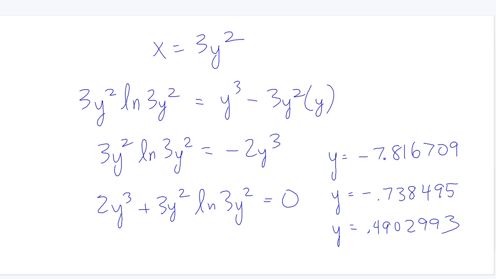So now we've got these 3 different y values here, and we then need to plug each of them back into our original equation to see if they actually yield us an x value in our original equation. So this is going to be kind of a little bit tedious here, but we'll start with our negative 7.816709 value.